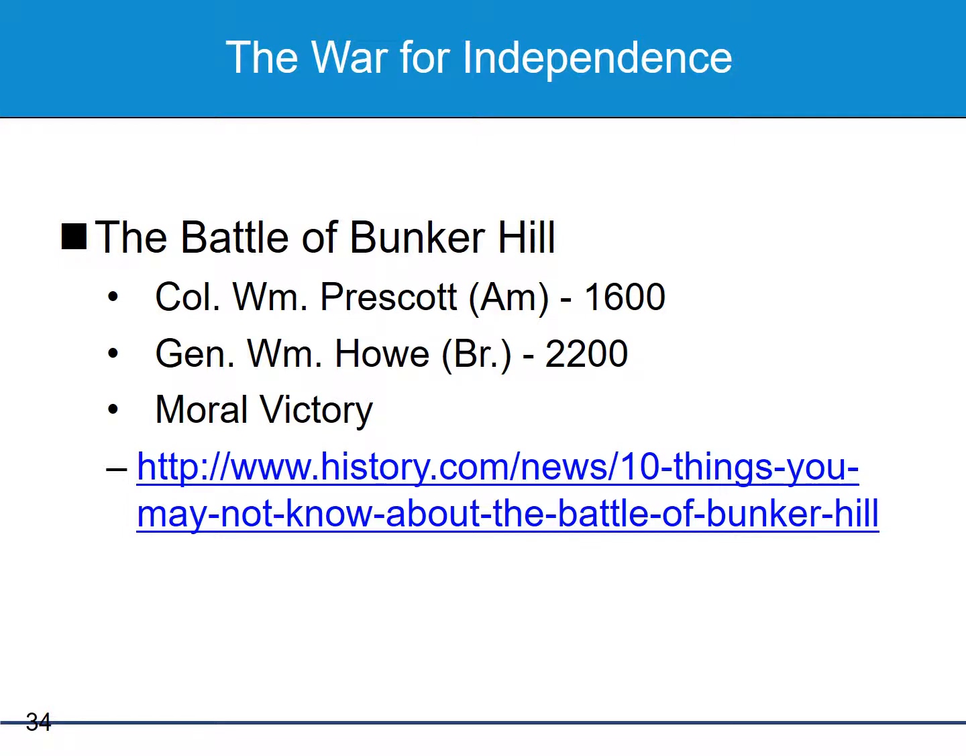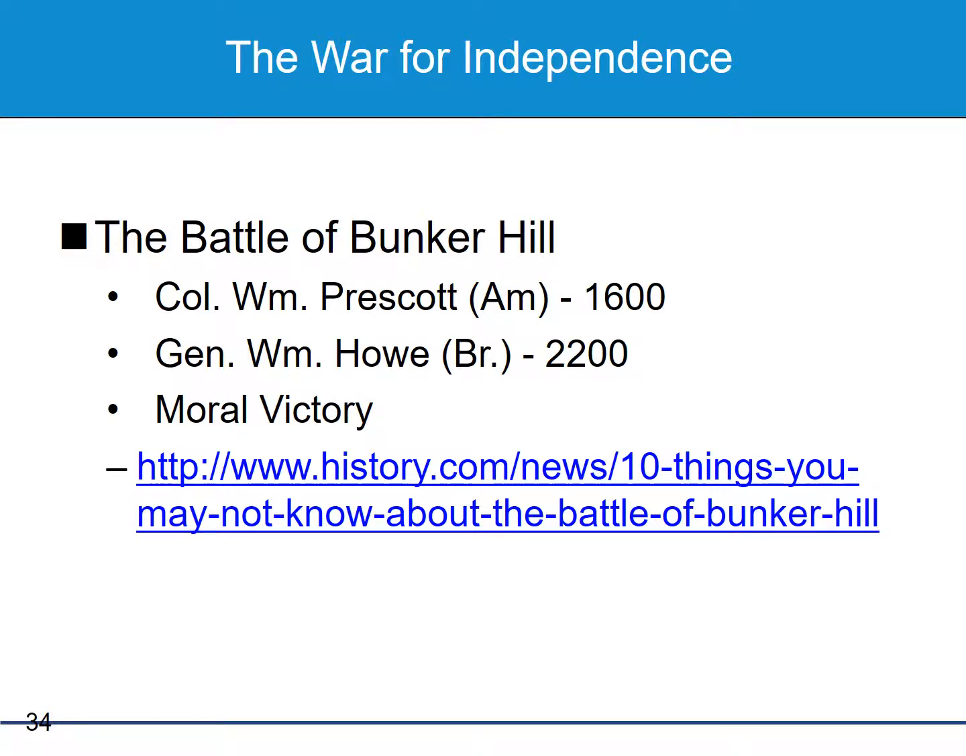When Prescott realized that Howe was going to make a third charge up the hill, he realized that he was going to run out of ammunition. So what Prescott did was he ordered an orderly retreat. He's going to leave back enough soldiers to fool the British into thinking that the Americans are still in the hill, but he will actually retreat with most of the army out of the area. So when Howe and his troops make the third charge up the hill, they actually win the hill.